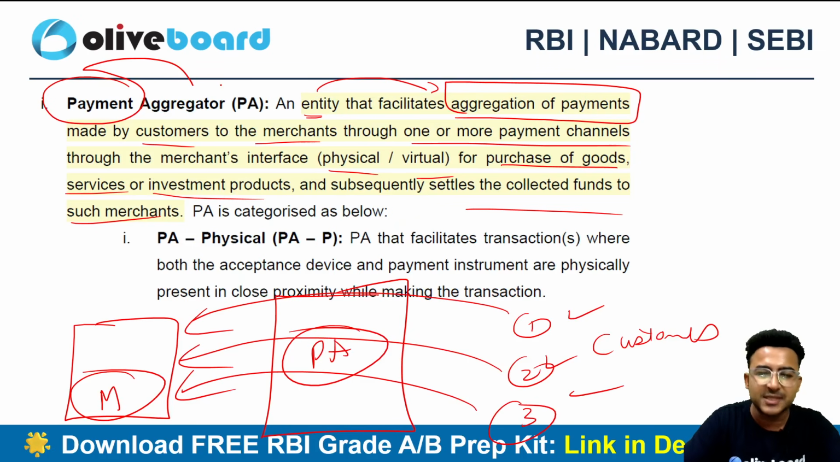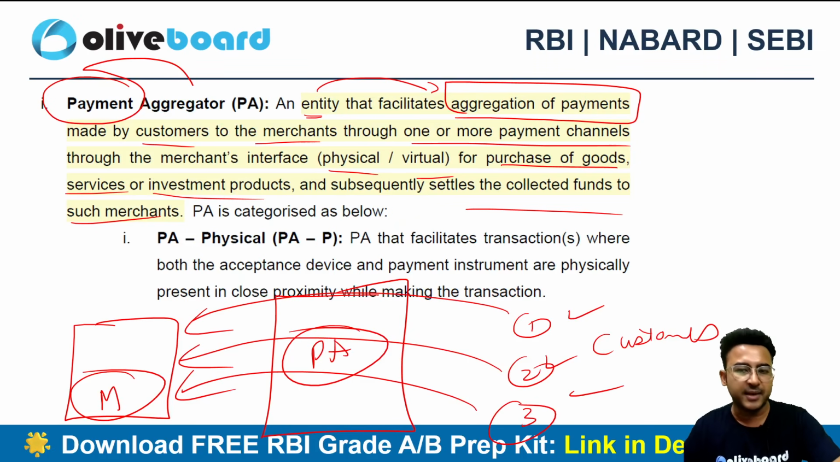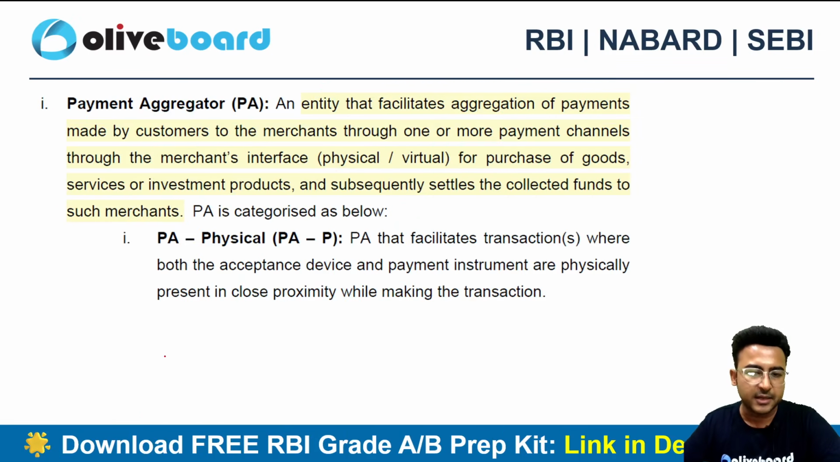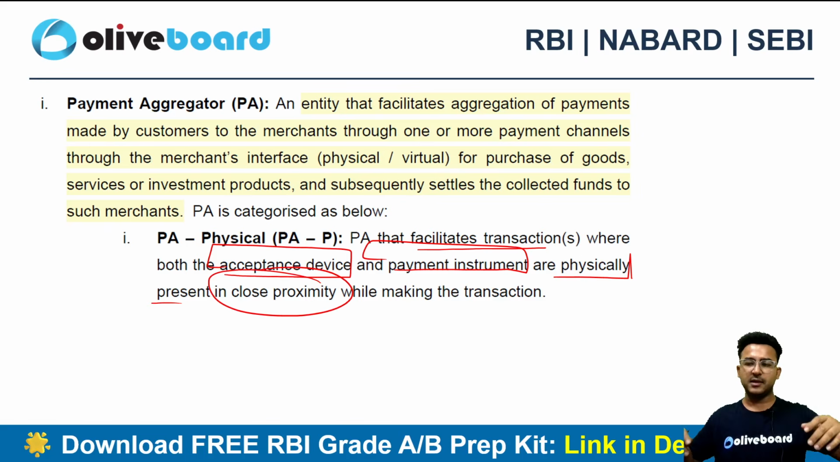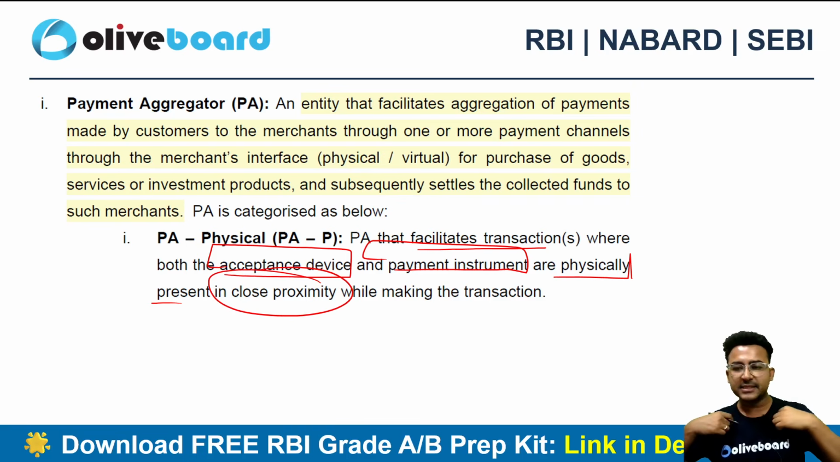So as the name says it all, a physical payment aggregator is nothing but they are aggregating payments, facilitating transactions where both the acceptance device and the payment instruments are physically present in close proximity. So let's suppose I went to a shop for buying this t-shirt.